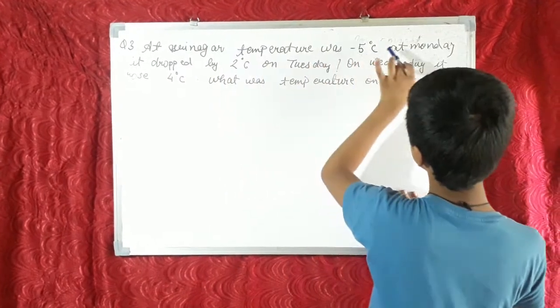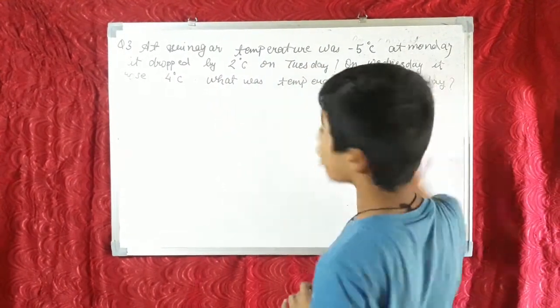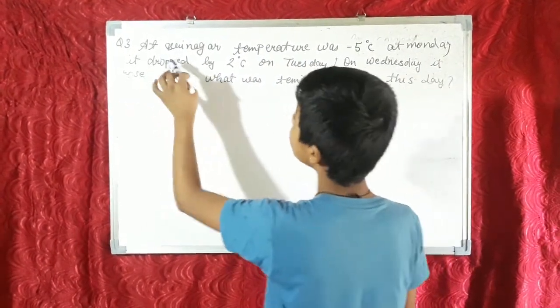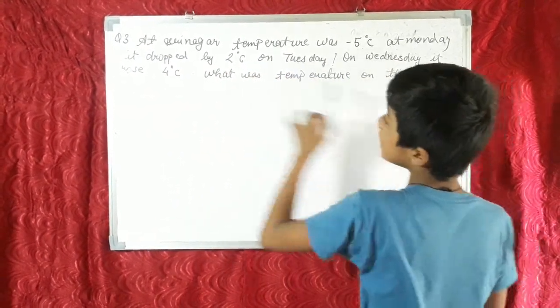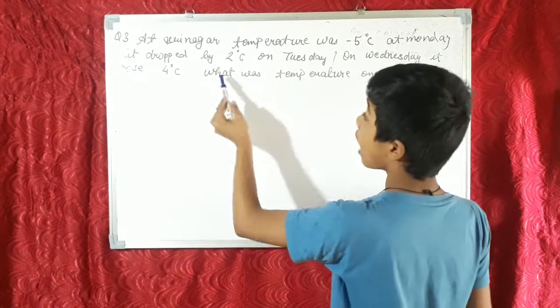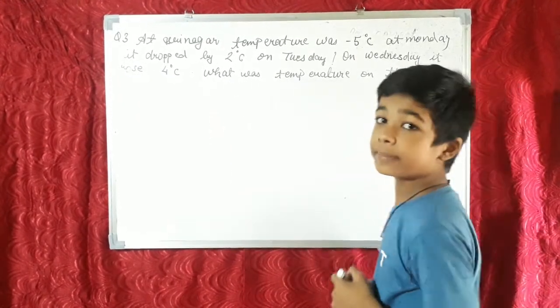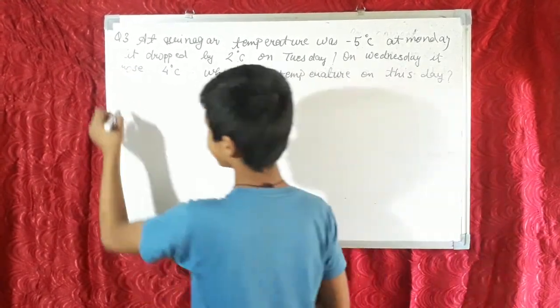Srinagar's temperature was minus 5 degrees Celsius on Monday. Okay, it dropped by 2 degrees Celsius on Tuesday. On Wednesday, it rose 4 degrees Celsius. Okay, what was the temperature on this day? So what do we have to write? We will write here solve.